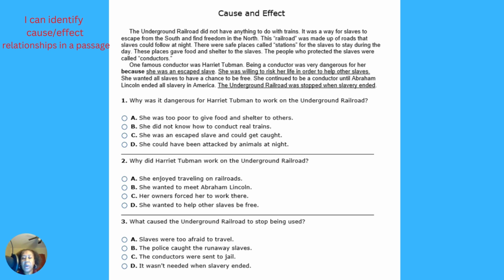Let's go to number 2. Why did Harriet Tubman work on the Underground Railroad? Why? Remember, cause answers the question of why. Was it A, she enjoyed traveling on railroads? B, she wanted to meet Abraham Lincoln? C, her owner forced her to work there? Or D, she wanted to help other slaves be free? I'm going to give you a moment to answer that question.